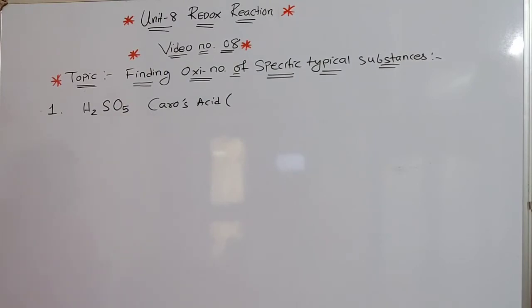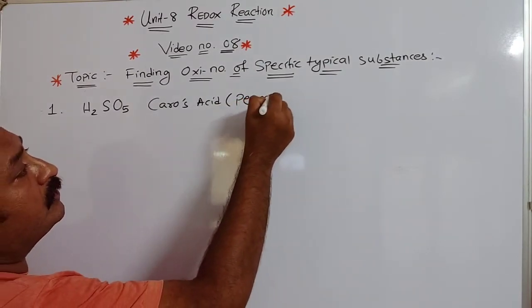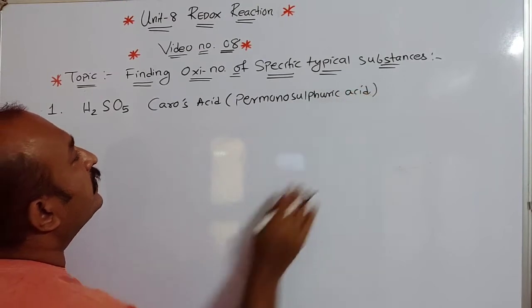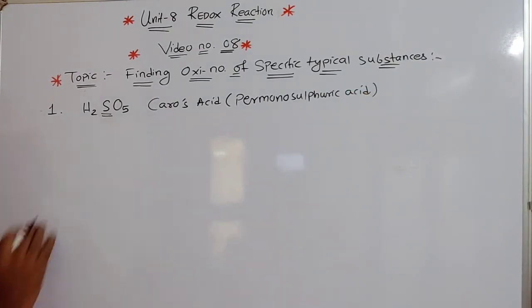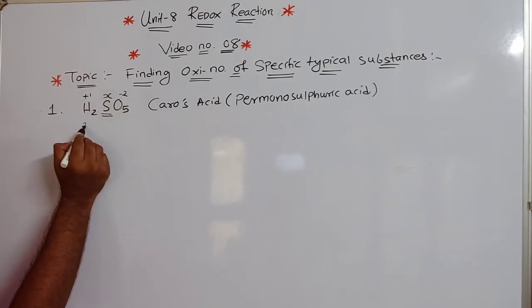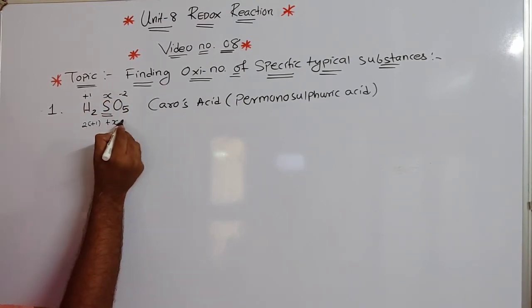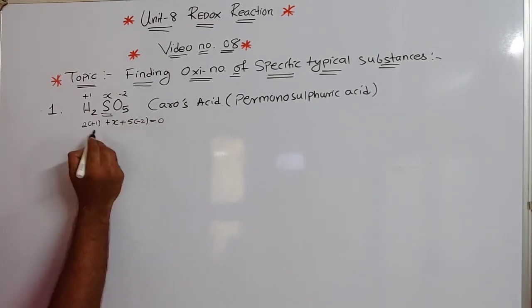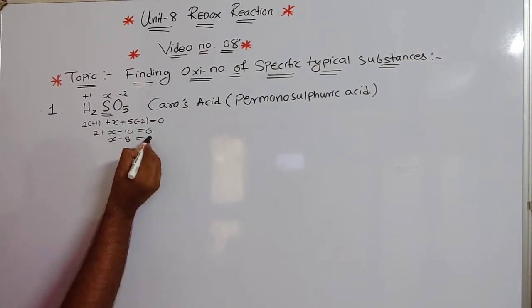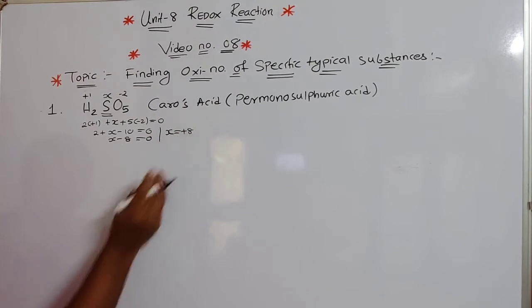And the actual name, when we say this is a common or trivial name, it will come later on. Per-monosulfuric acid. What is its name? Per-monosulfuric acid. Clear? Now in this, we have to find out sulfur. But when we directly find it like this, if you put x here, +1 and -2, then 2 into +1 plus x plus 5 into -2 is equal to 0. So 2 plus x minus 10 is equal to 0. X minus 8 is equal to 0. X is equal to +8.